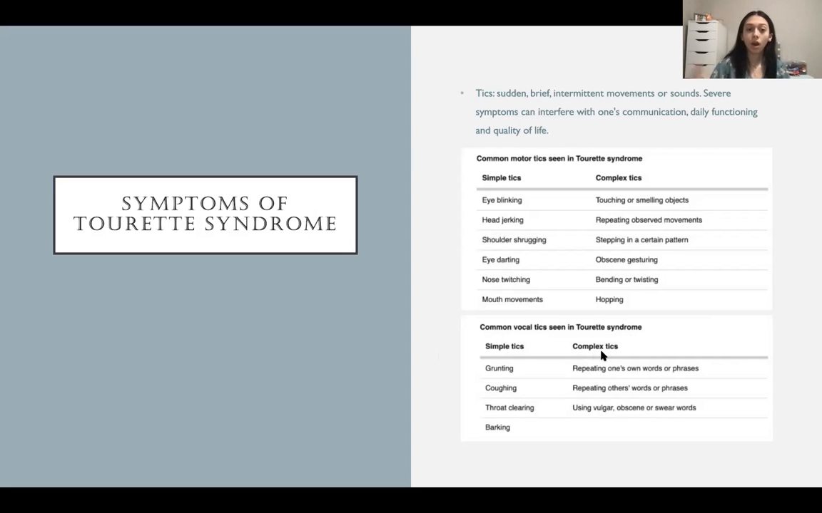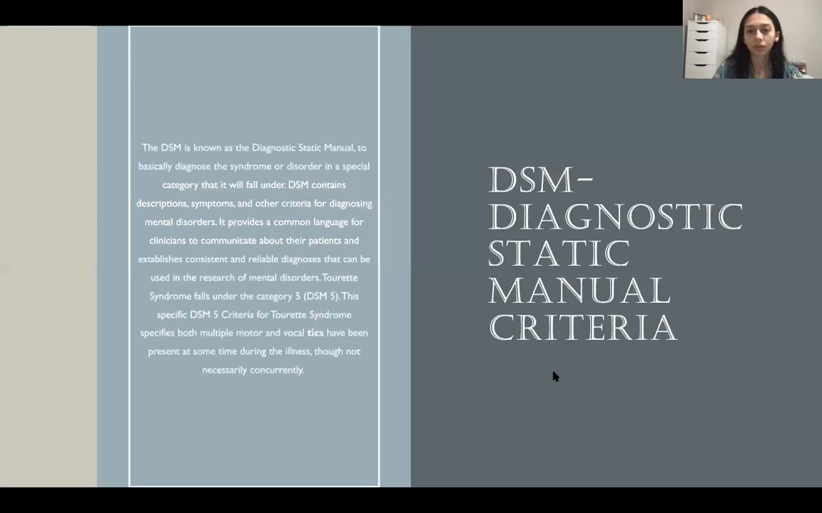Okay. So complex vocal tics are repeating offensive words, repeating phrases, and using swear words. I felt like this chart was a good breakdown of what simple and complex are for each type of tic. So I guess it was a good chart, to be honest.